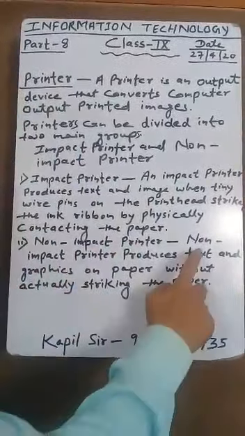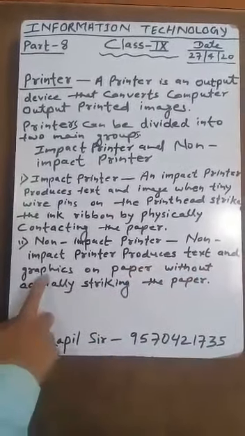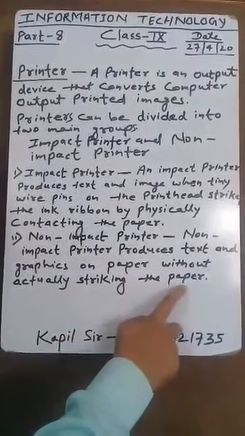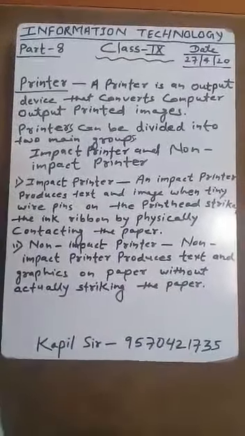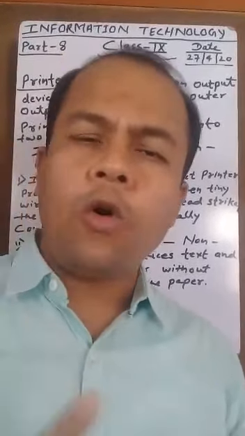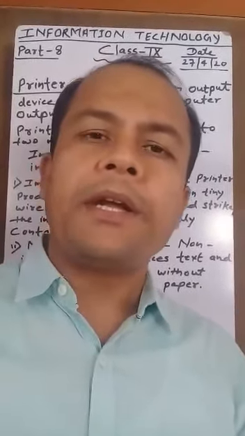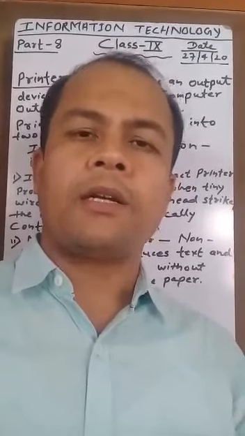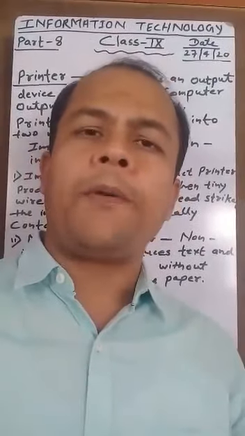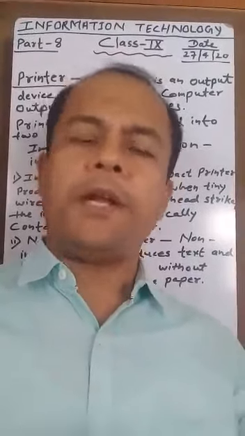Now, non-impact printer. Non-impact printers produce text and graphics on paper without actually striking the paper. A non-impact printer is that type of printer where there is no physical contact between paper and print head. That means there is no contact between paper and print head. This is called a non-impact printer.